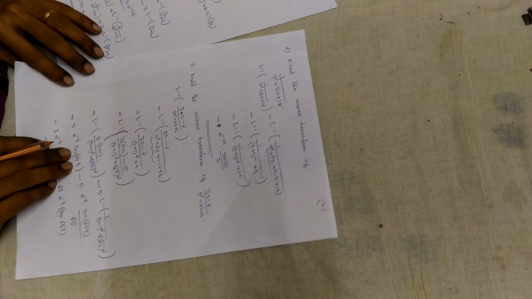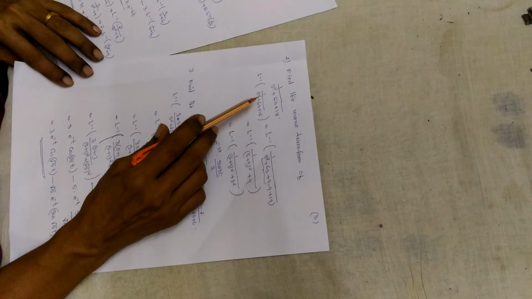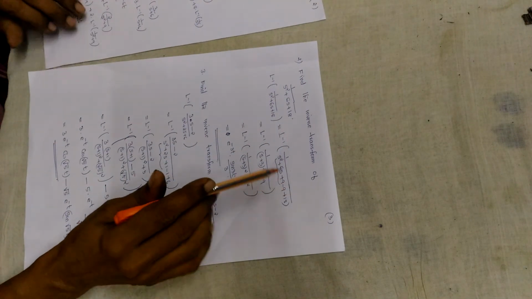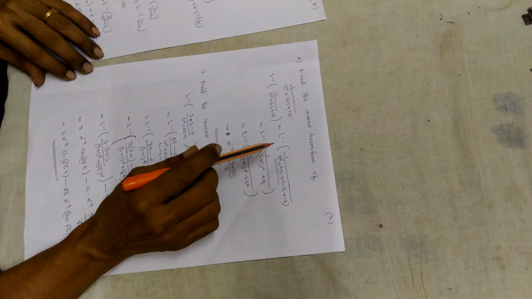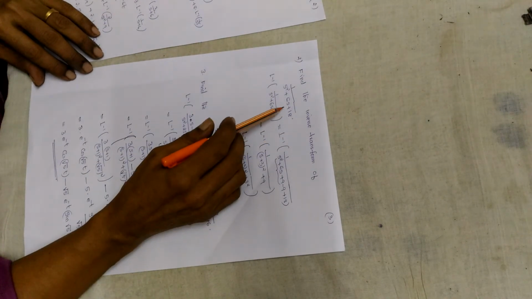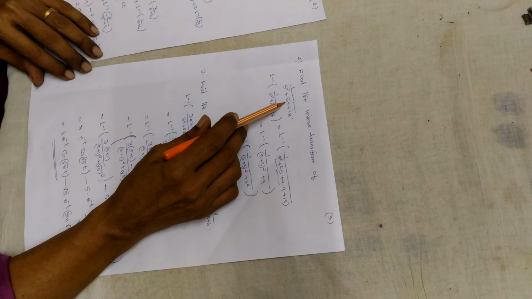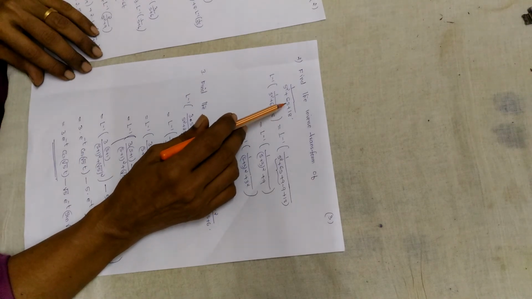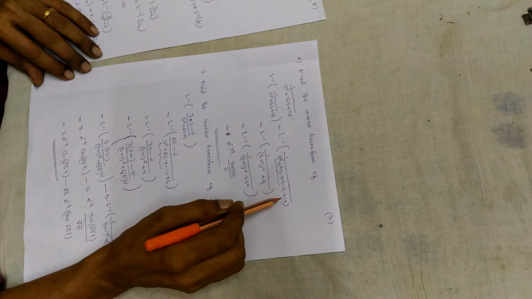So the next problem is, find the inverse transform of 1 by s square plus 6s plus 18. So here first we can convert the denominator into a perfect square. The method is that first we consider the coefficient of s, here that is 6. Then take half of the coefficient of s, that is half into 6, that is 3. And take the square, that is 9. We add and subtract 9 in the denominator.